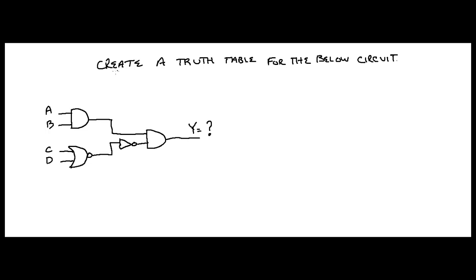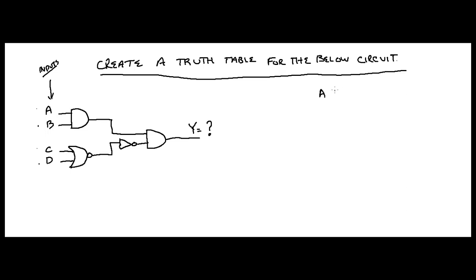Let's try this. Here's a problem for you. All right, so we need to create a truth table for the below circuit. So how many inputs are there? Inputs are right here. So obviously you have four, right? You have A, B, C, and D. So let's draw the truth table here, shall we? I'm going to draw this right like this. A, B, C, and D.